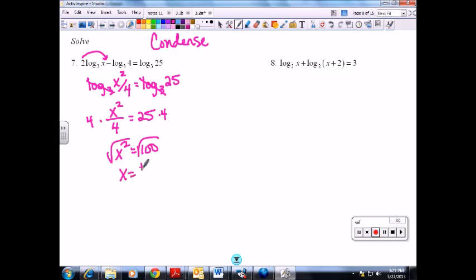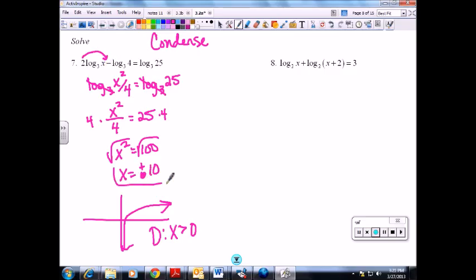x equals plus or minus 10, but one rule of logs is you cannot take the log of a negative number, because if you think about what the graph looks like, it looks like this. The domain is x is greater than 0. So you cannot take the log of 0 or the log of a negative number. So if I put a negative 10 in here, I'm taking the log of a negative number. So I just take that away, so it's x equals 10.